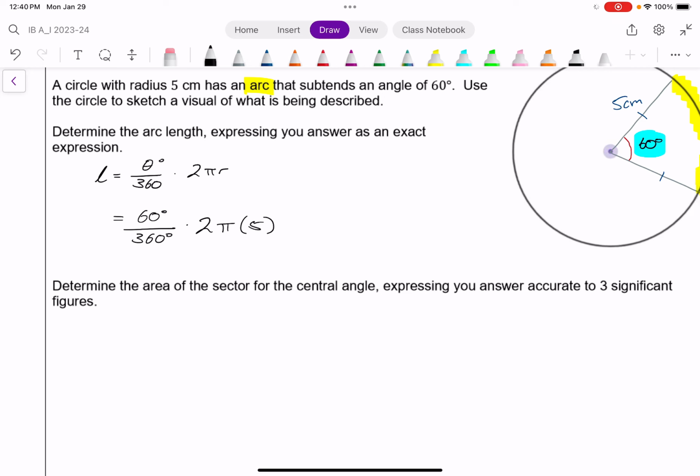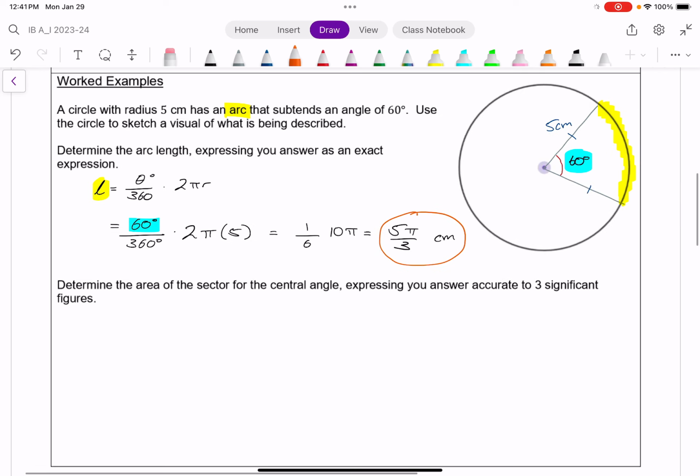Now it's a matter of just simplifying this. There's my angle, and I'm trying to find the length. I get 1/6 times 10 pi, which simplifies to 5 pi over 3. And I do ask for an exact answer here, so I'll say 5 pi over 3 centimeters. Oh, not centimeters squared, centimeters. For a moment there, I accidentally wrote centimeters squared.